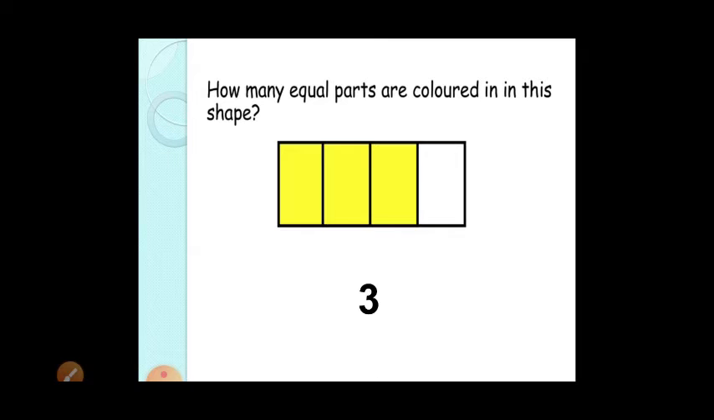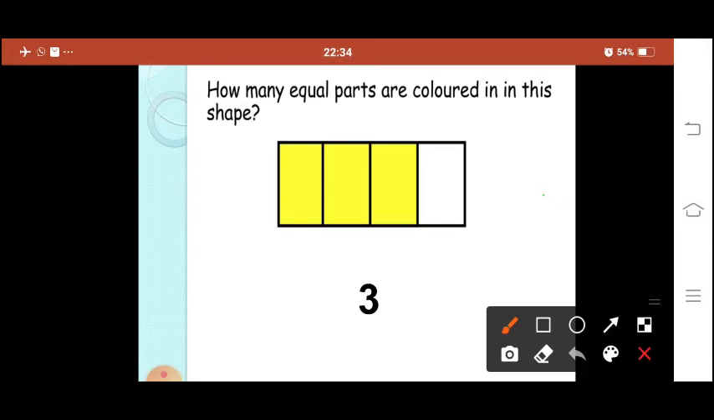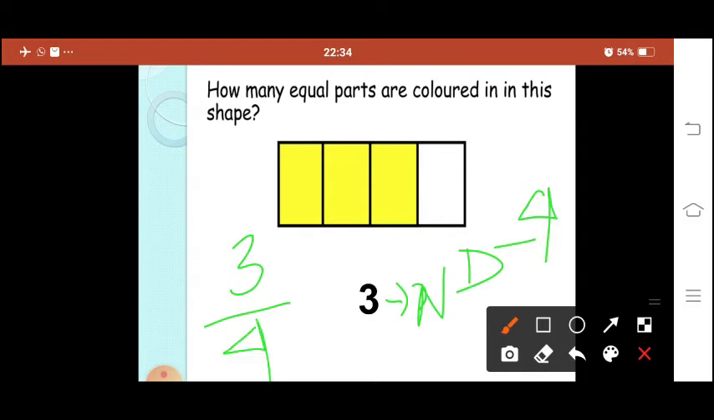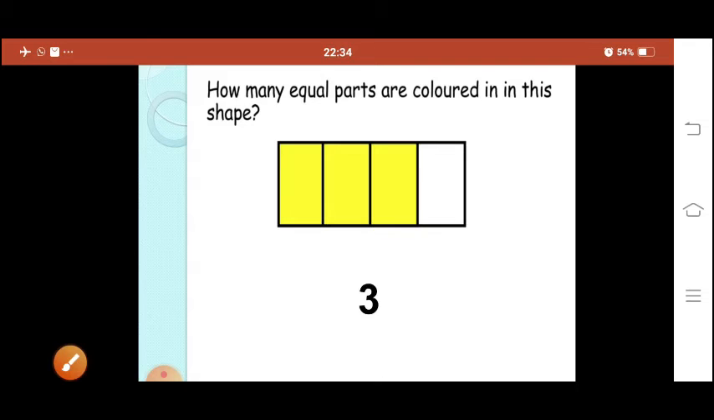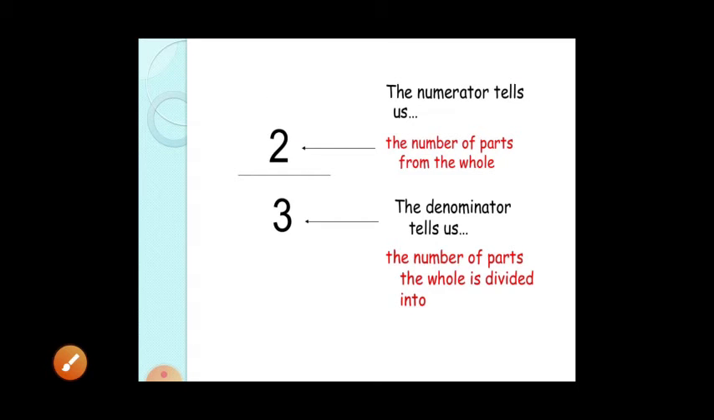Here you can see how many parts are colored. Total how many parts? 4. So 4 is the denominator. How many are shaded? 3. So 3 is the numerator. So what will be the fraction? 3 by 4. So the numerator is the number of parts taken from the whole, and the denominator is the number of parts the whole is divided into. So this is the total.